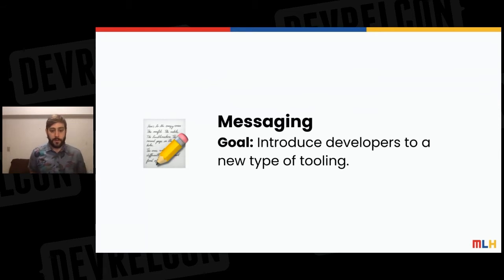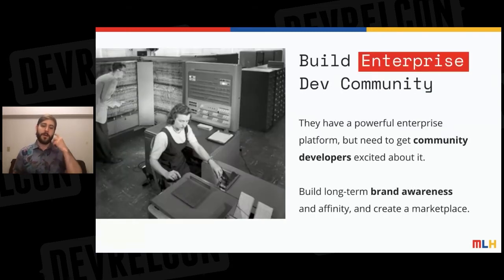The last example we have here is around messaging. And the goal here was to introduce developers to a new type of tooling. What I mean by that is it's not a cloud platform, it's not a hardware device, it's kind of an enterprisey set of tools here where our customer's goal was to build more community, right? Get hobbyist developers excited about it. Build long-term brand awareness so that maybe someone learns the platform and gets a job and brings that with them to their job. That's a really common case for students.